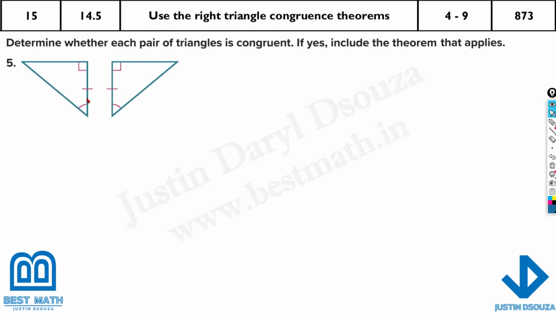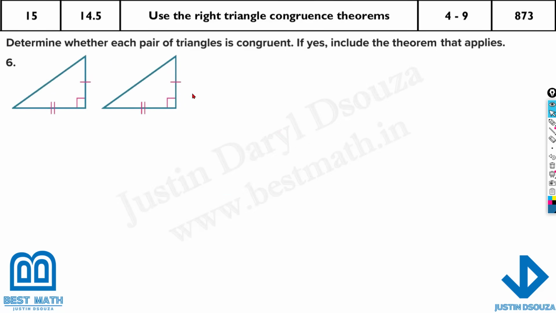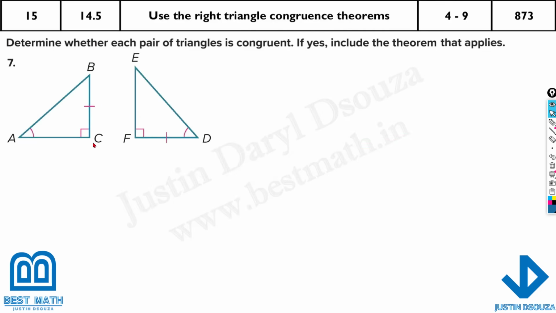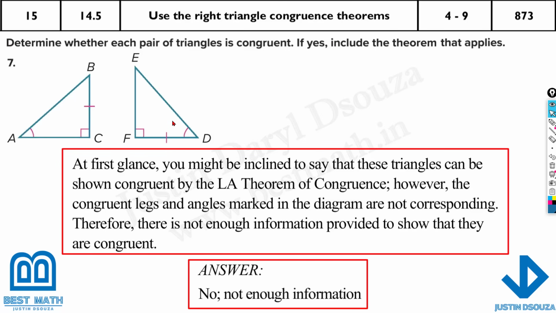What about this one here? Yes, this is a leg and an angle. LA, LA theorem. And here there are two legs. Yes, absolutely, LL theorem. And what about this one? We did this. There is no information, because if we have BC, it should have been EF, but no, it's not. So there is not enough information to prove this.